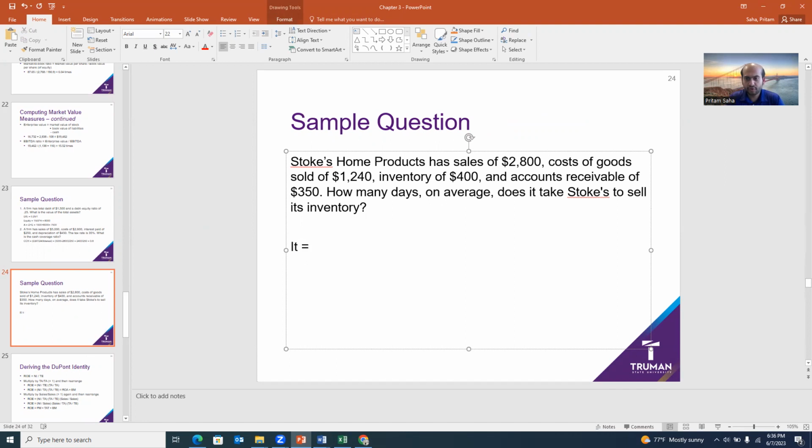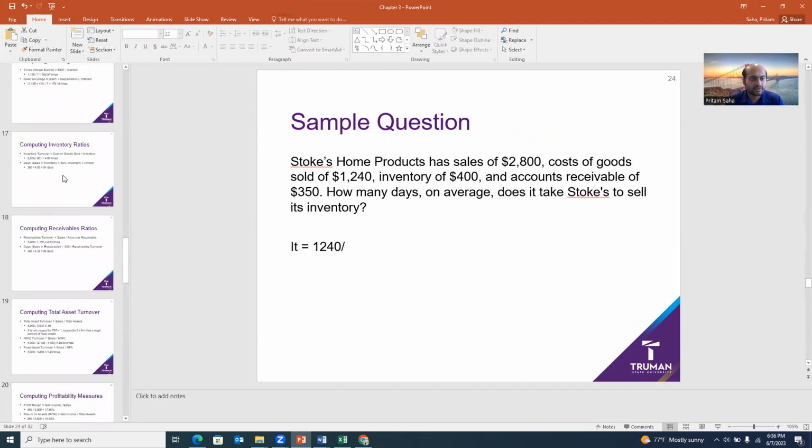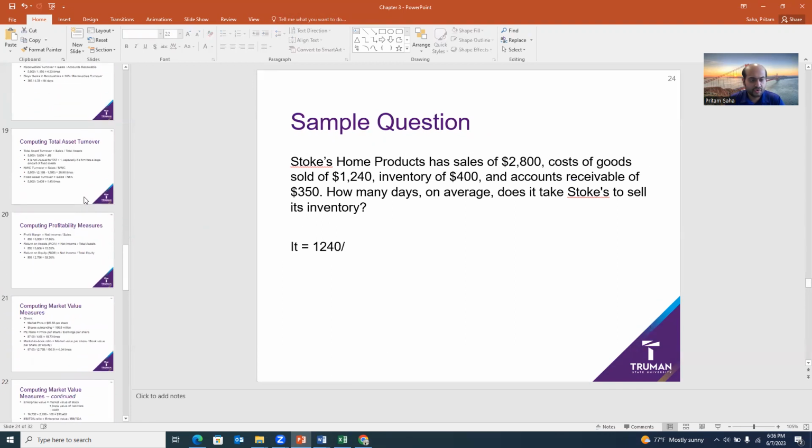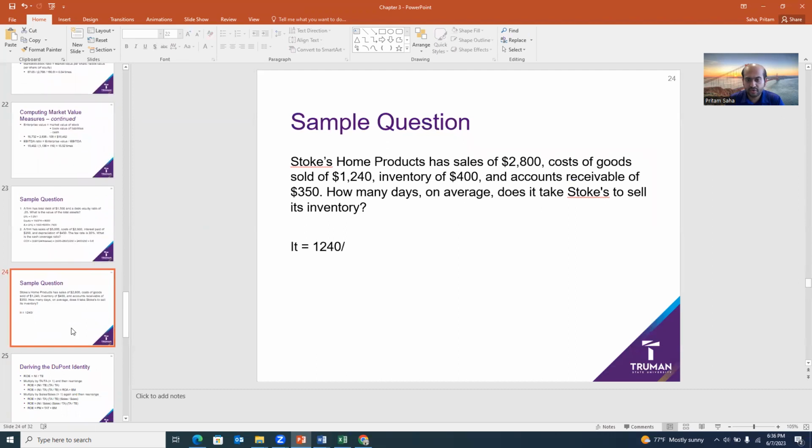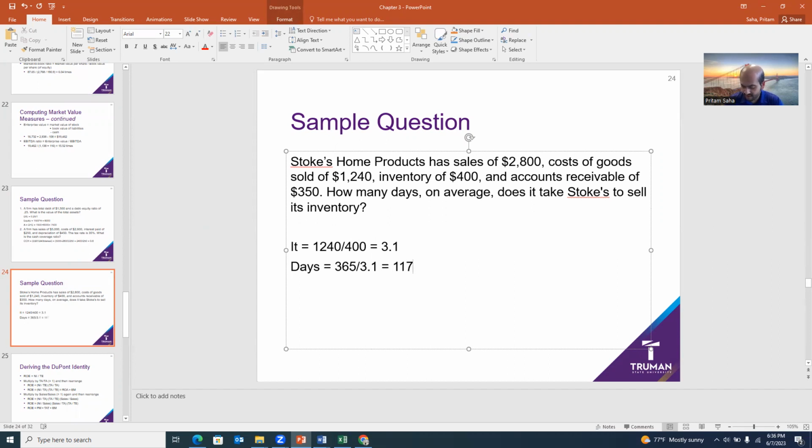So cost of goods sold is 1240, divided by inventory, which should be 400, right? That gives 3.1. Now, if you want to convert to days, it should be 365 divided by 3.1, which is 117.74.